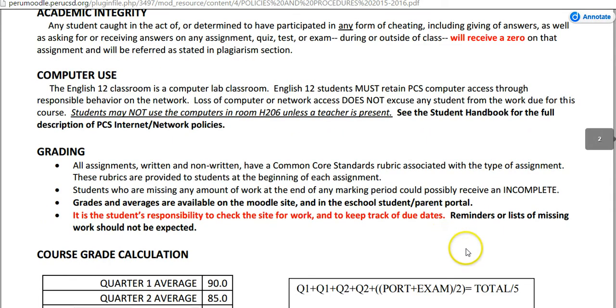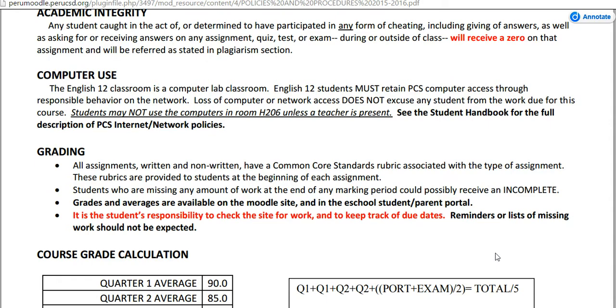All assignments, written and non-written, have a common core standards rubric associated with them. These rubrics are given to you at the beginning of each assignment. Students who are missing any amount of work at the end of any marking period could possibly receive an incomplete. And an incomplete is the same as a failing grade when it comes to credit for the class and or high honor roll, etc. So you want to make sure that you are current and things are in order.